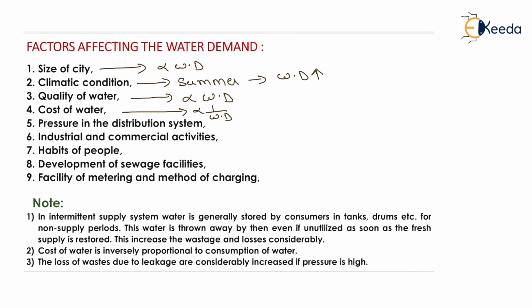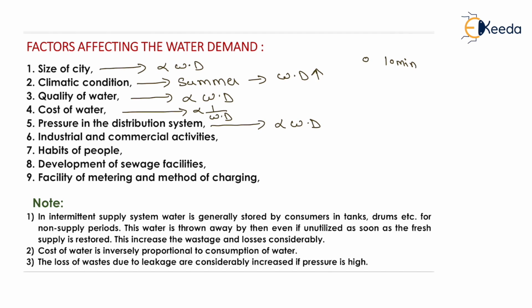As the cost of water increases, water demand will decrease. Similarly, pressure in the distribution system will also be directly proportional to the water demand. Suppose that in the morning you go to your washroom and you want to fill that bucket with water for bathing. Now if one drop takes 10 minutes to fall in that bucket, and another drop will take another 10 minutes, do you take a bath? Definitely not, because one drop will take 10 minutes to fall into that bucket. So you will not take a bath because pressure in the distribution system is very less.